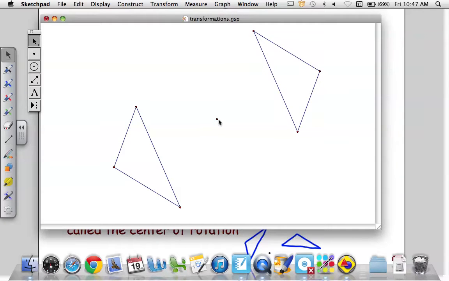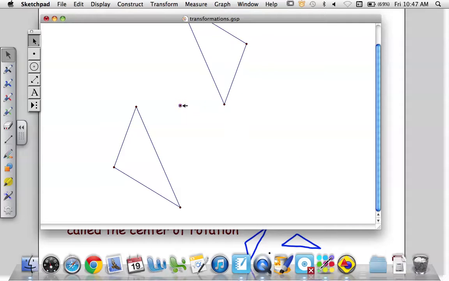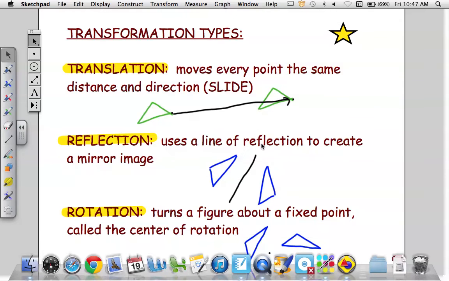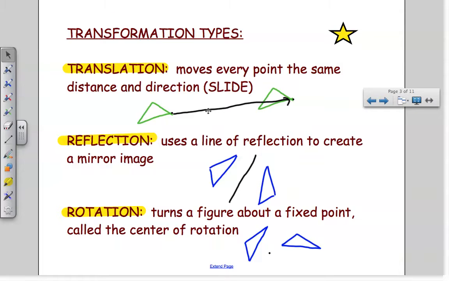So I can grab this point and change where that is and how the rotation would look. This is still going 180 degrees. So our three basic types of transformations today: translation is a slide or a movement, a reflection goes over a line of reflection or a mirror to create a mirror image. Rotation has to rotate about a fixed point called the center of rotation. In the coordinate plane, our rotation point is going to be the origin.